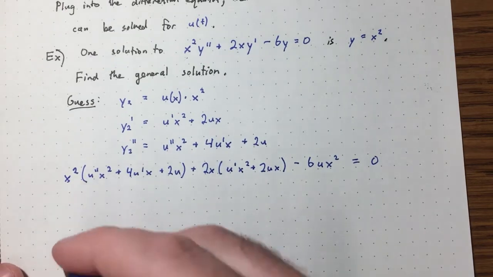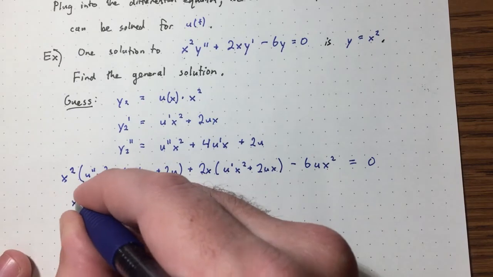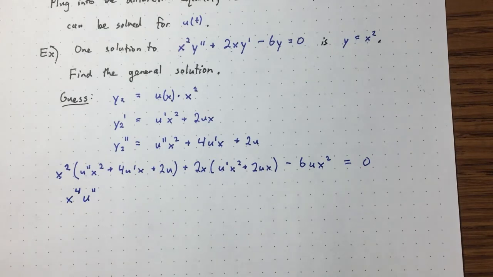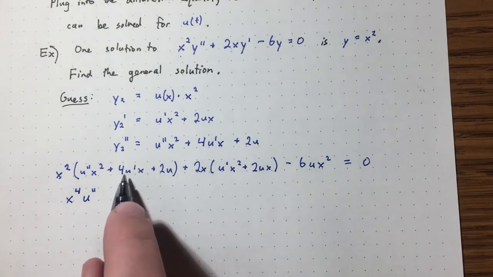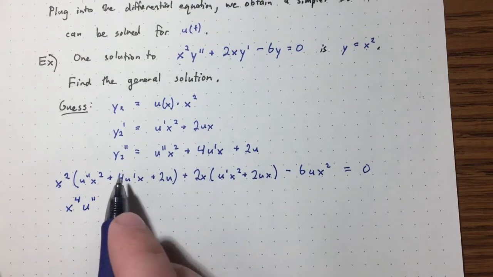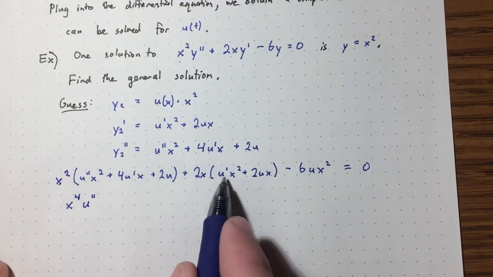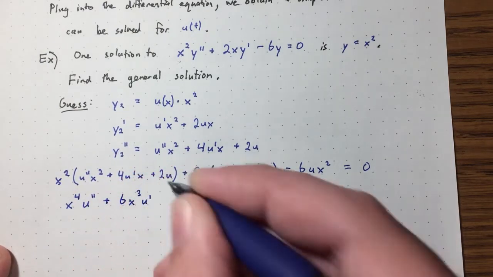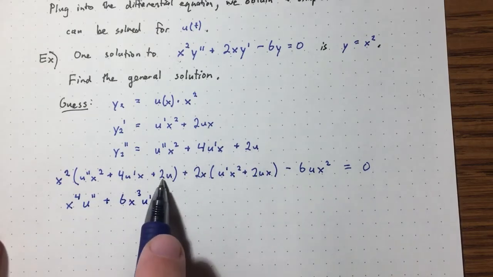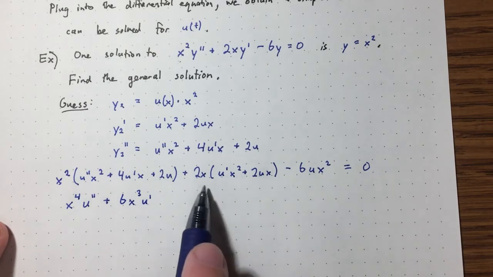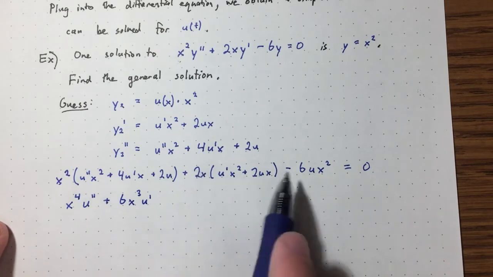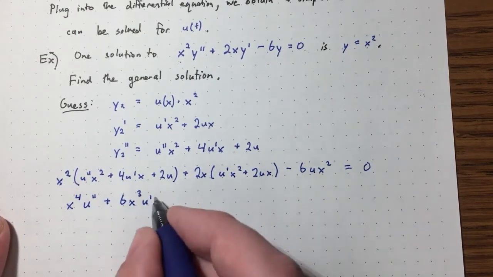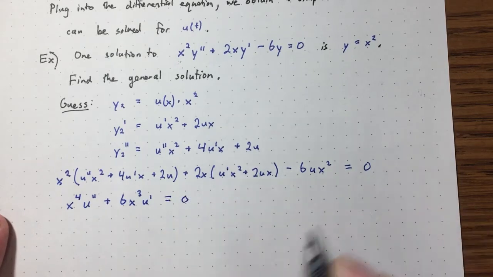Let's take the u double prime term first. What's that going to be? It's just x to the 4 u double prime. And then what about our u prime terms? We have 4x cubed u prime plus 2x cubed u prime, that's 6x cubed u prime. And then we finally have our u terms: 2x squared u plus 4x squared u, then minus 6x squared u. That cancels out and ends up with 0. So we just get this equals 0.